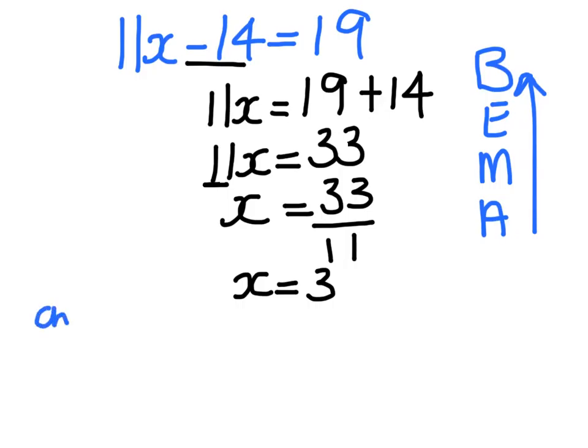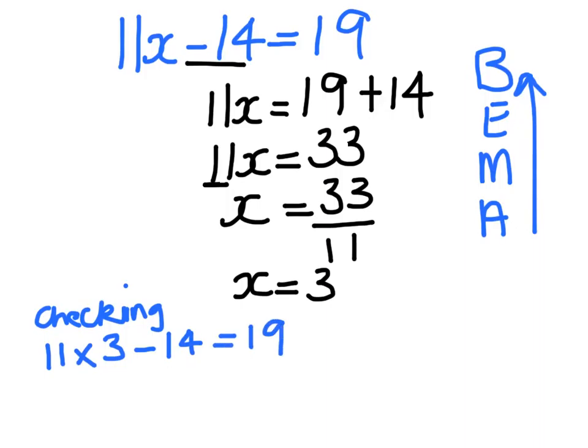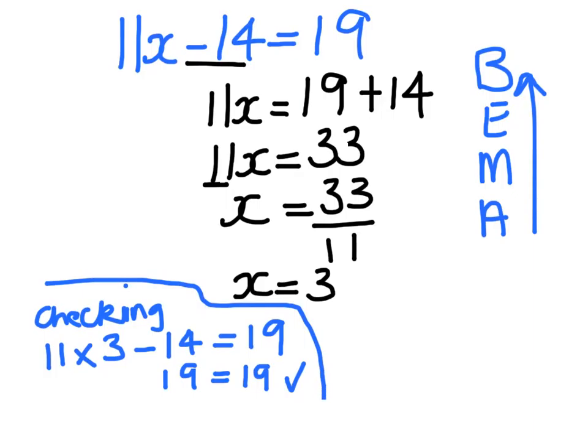Then we're going to do a bit of our checking. Okay, make sure that we're right. And we're going to say 11 times 3 minus 14 equals 19. 11 times 3 is 33. 33 minus 14 is 19. So our checking has shown this answer here is correct.